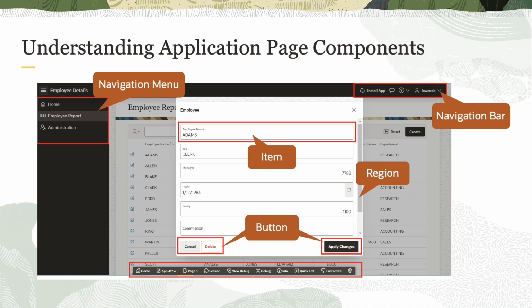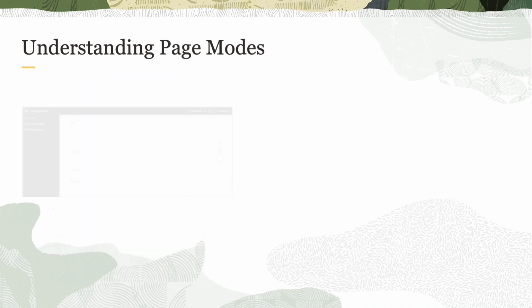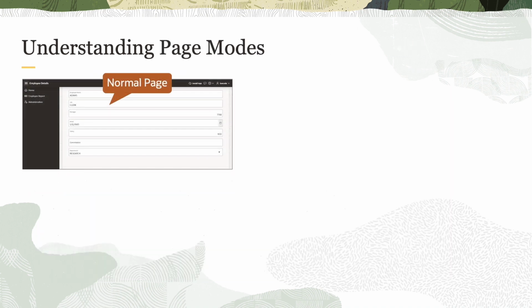When you run an application from the app builder, the developer toolbar is displayed at the bottom of any editable running page. You use the developer toolbar to quickly edit the current application or currently running page or view the session state. Now let us understand the different page modes.